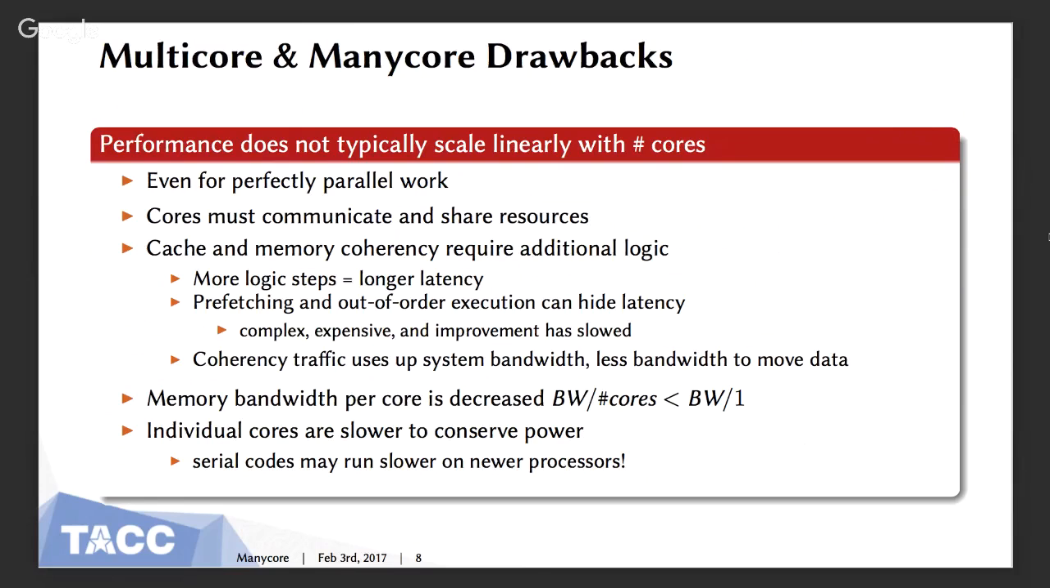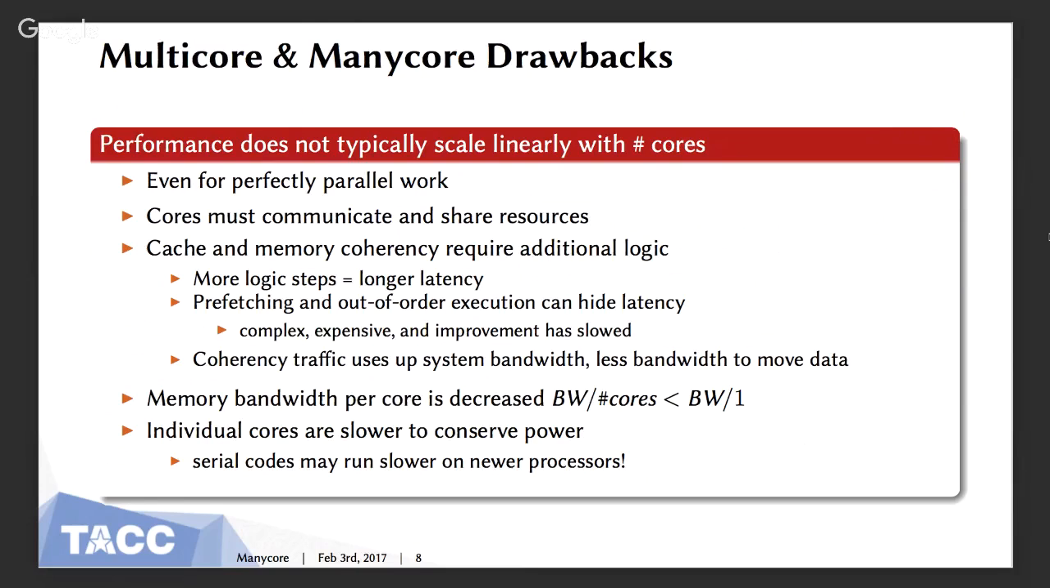Prefetching and out-of-order execution can hide some of this latency. All modern processors are using techniques like this to hide some of that. But these are complex and so expensive that the improvement of them has really slowed down now. Coherency traffic is also using up some of the system bandwidth, and so what you have is less bandwidth to actually move around the data that you want to operate on.